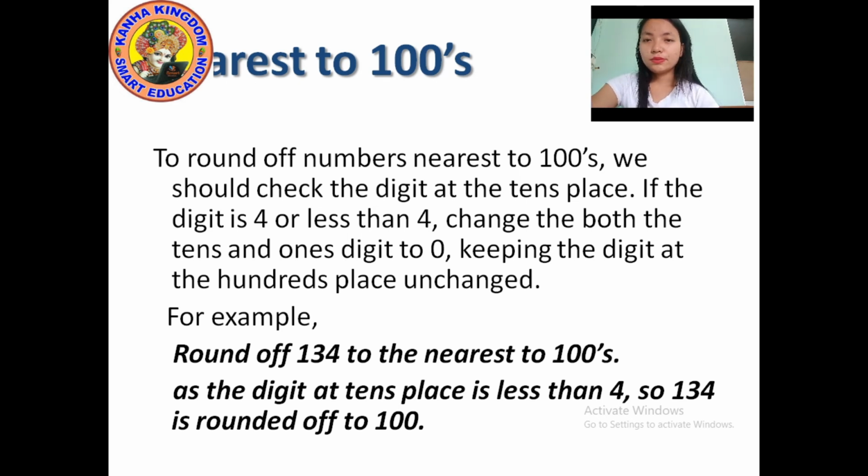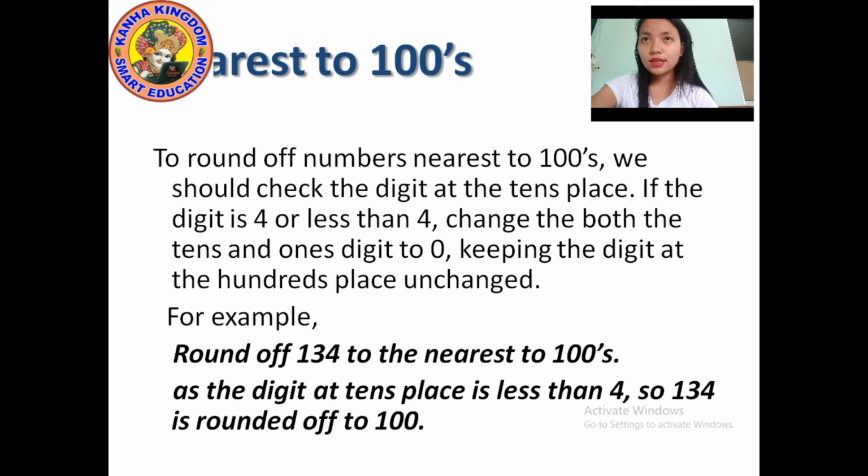For example, to round off 134 to the nearest 100, first we have to check the tens place. So here in the number 134, in the tens place there is 3, that means less than 4.